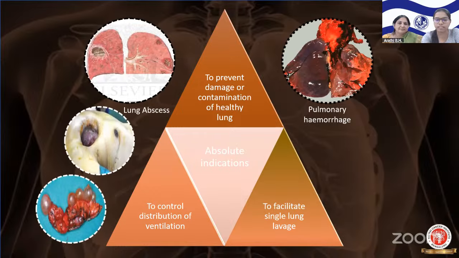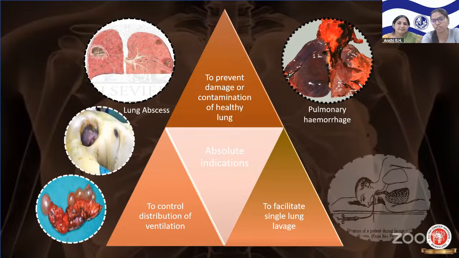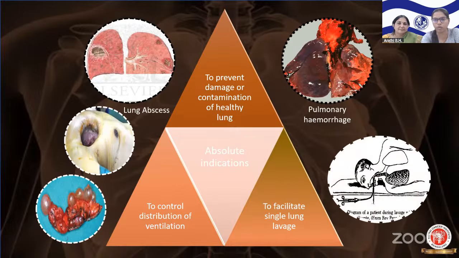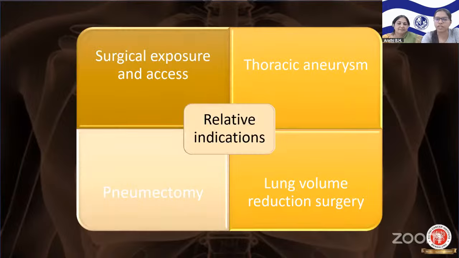So this is an example, bronchopleural fistula. The other is to facilitate single lung lavage. Unilateral lavage is bronchoalveolar lavage. The relative indications are to facilitate the surgical exposure and access, in case of thoracic aneurysm surgeries, lung volume reduction surgeries, pneumonectomies, and esophageal surgeries. These are relative indications.